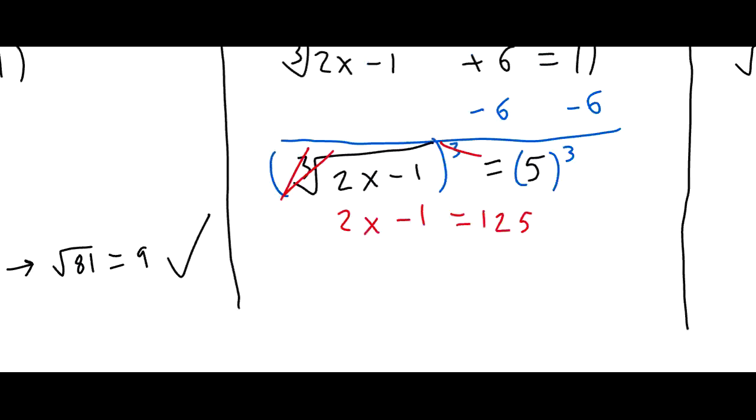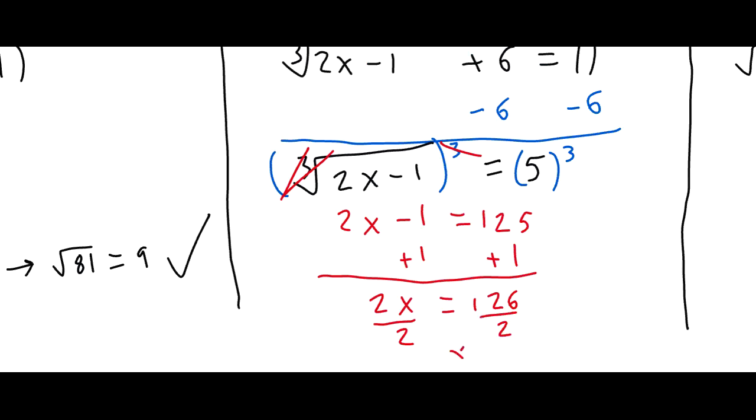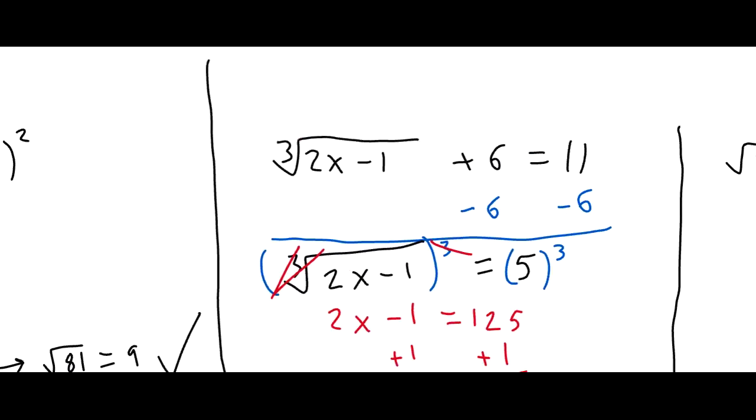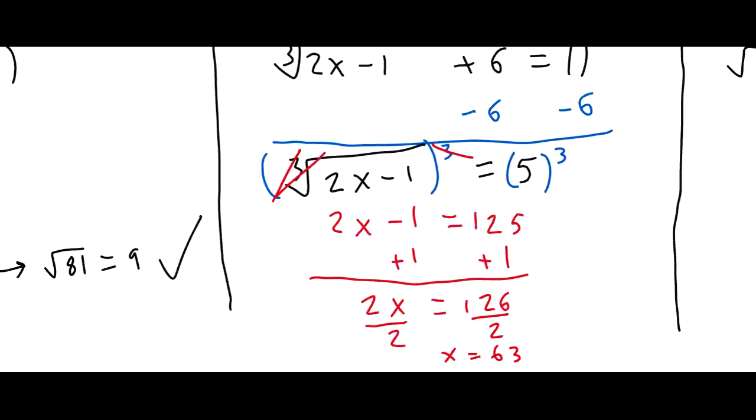And now we just need to get x by itself. So let's add 1 to both sides, which leaves you with 2x equals 126. Divide both sides by 2, which gives you an answer of x equals 63, which is probably your correct answer, but you really do need to check in the original problem to make sure that it actually does work.